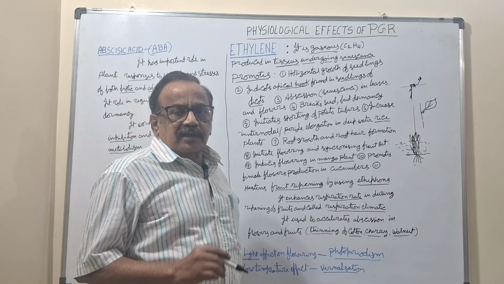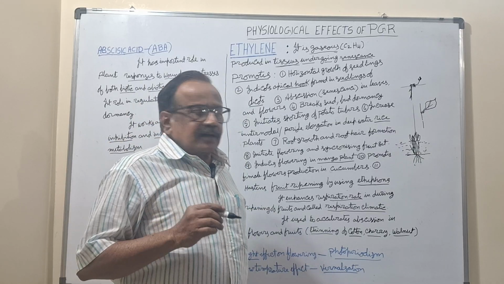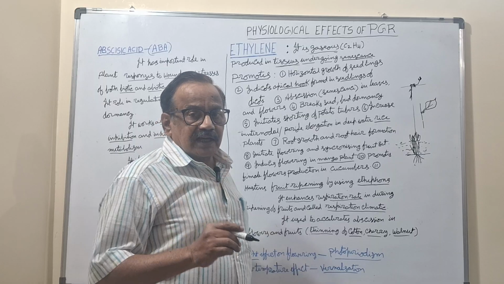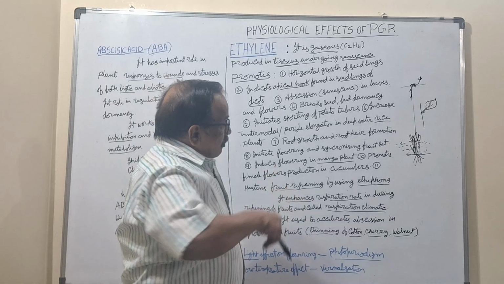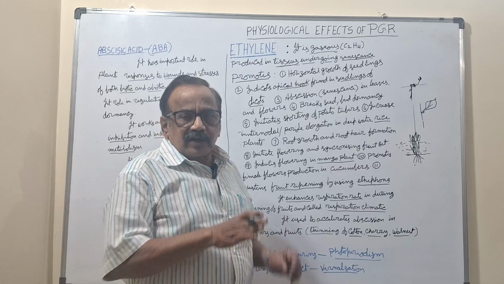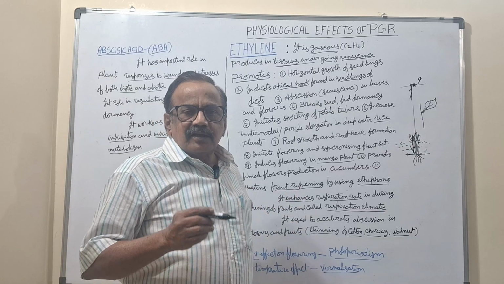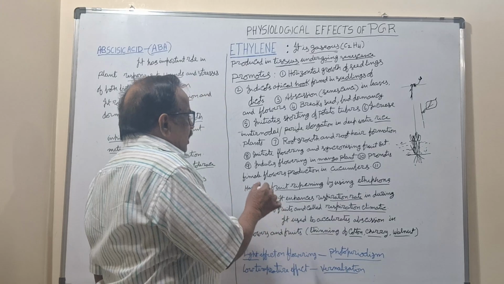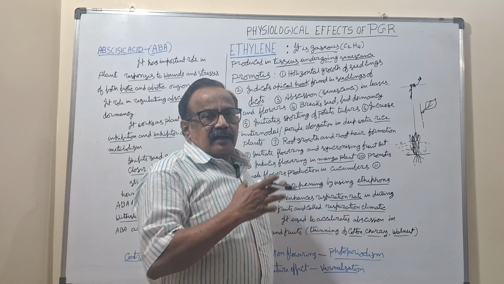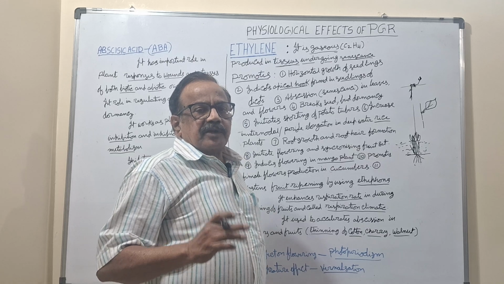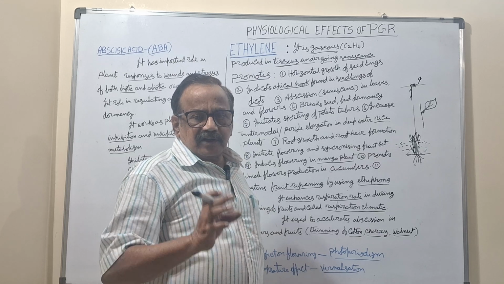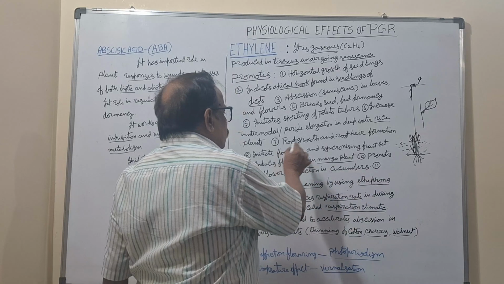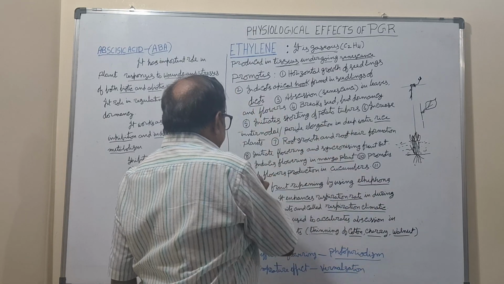Now we will see root growth and root hair formation. This is also most important. Root formation will be by auxins. Adventitious roots will be formed, you studied already. But root growth, root hair formation, root hair elongation and all those things will be promoted by ethylene. By increasing root hair formation, the absorption area will be increased, meaning water absorption and nutrient absorption will be increased. And root growth also will be promoted.